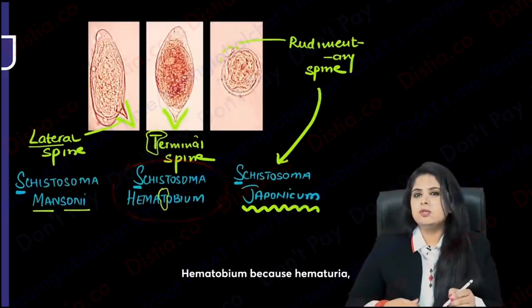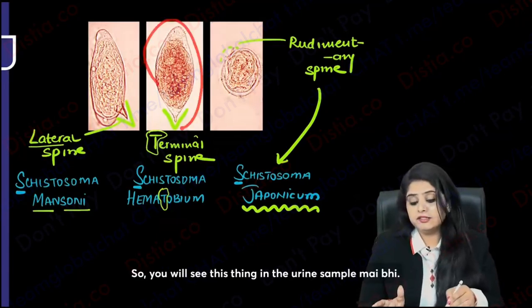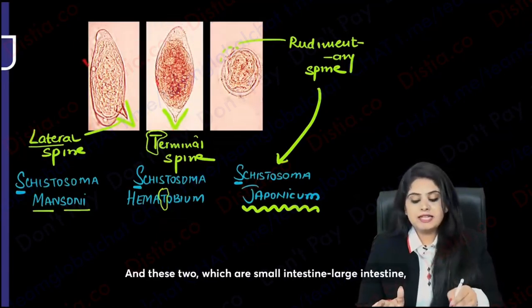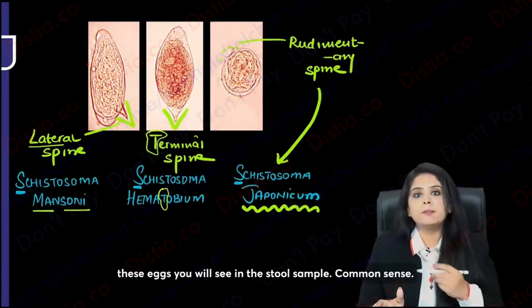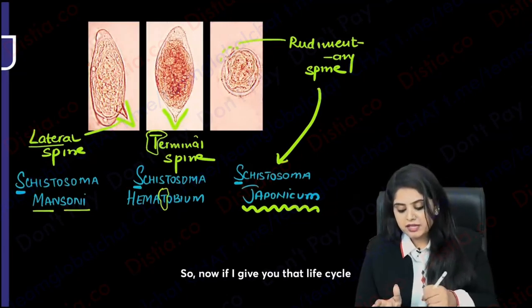Hematobium, because hematuria means the urinary bladder is involved, so you will see these eggs in the urine sample. And these two, which involve the small intestine and large intestine, their eggs you will see in the stool sample. Use common sense.